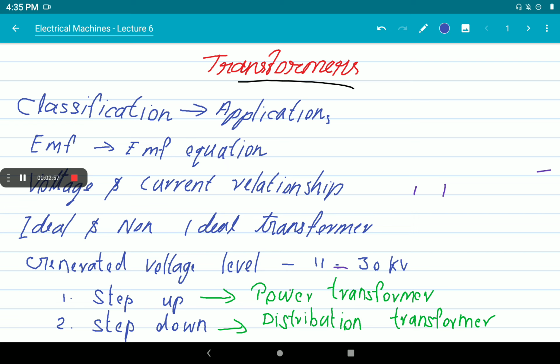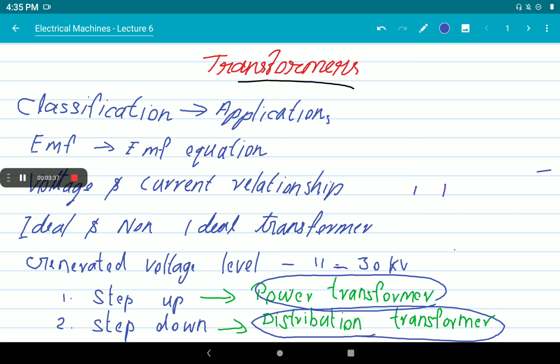So for the transmission system we use step-up transformation, but we need the voltage in either 3-phase or single phase level, that is only 415 volt or 230 volt. So we have to reduce that 20 kV or 440 kV voltage level to a 400 or 230 volt level. For that we are using step-down transformers. Step-up transformers are usually known as power transformers, and step-down transformers are used in distribution systems, so we call them distribution transformers.